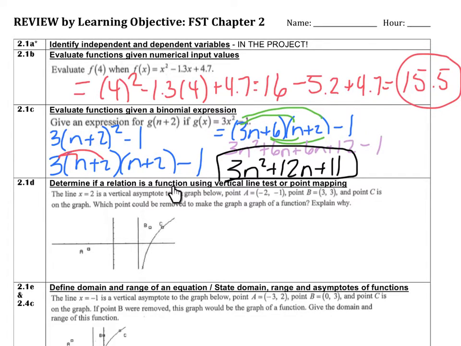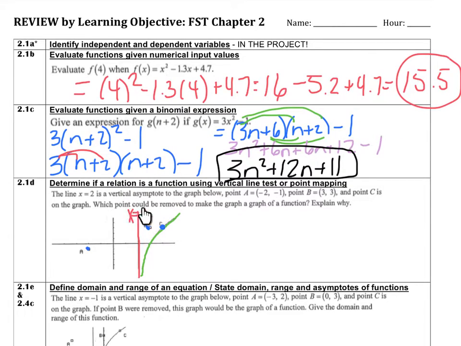2.1d, determine if a relation is a function using the vertical line test or point mapping. So in this scenario here, it says the line x equals 2 is a vertical asymptote to the graph below. Let me highlight for you where the graph is. This right here is actually the graph, and then this is the vertical asymptote, and I'll just put x equals 2 right there. Then we have point A, B, and C are also on the graph, and so let's highlight those. Here's A, B, and C. So basically the green graph and the 3 blue dots actually are the complete graph we're looking at.